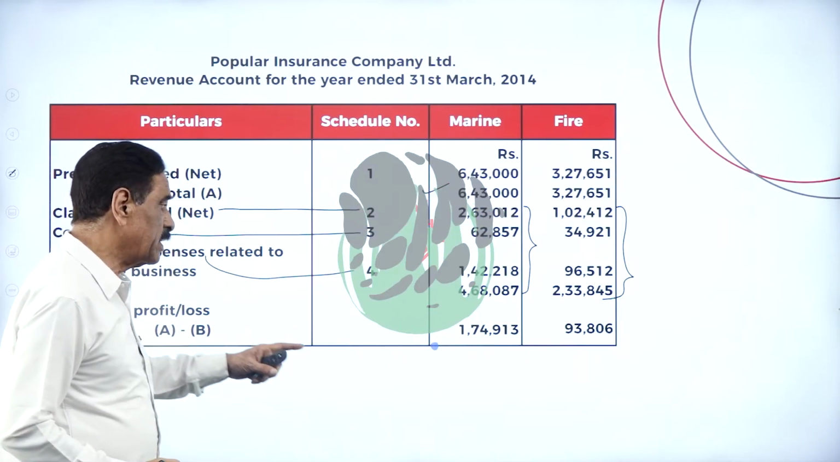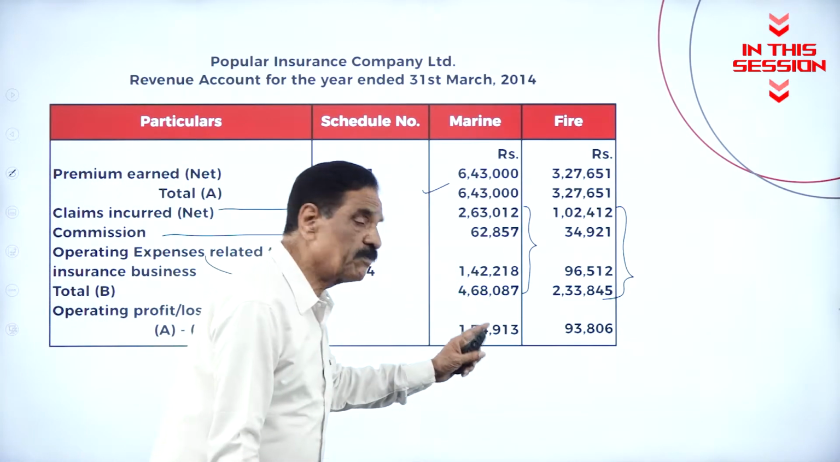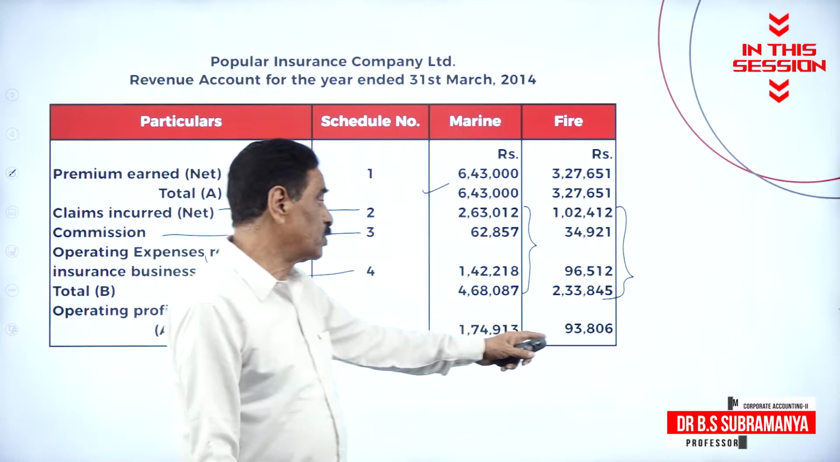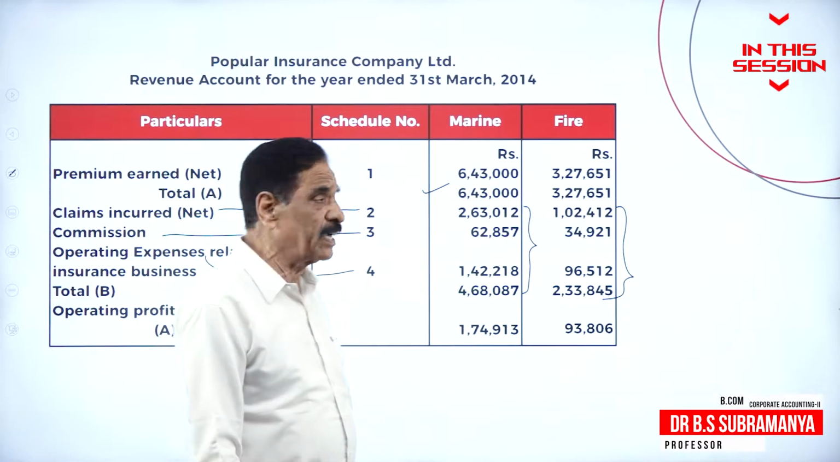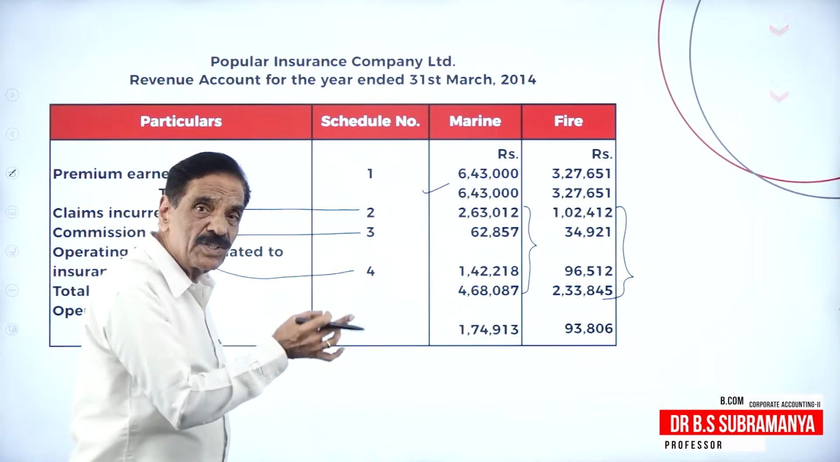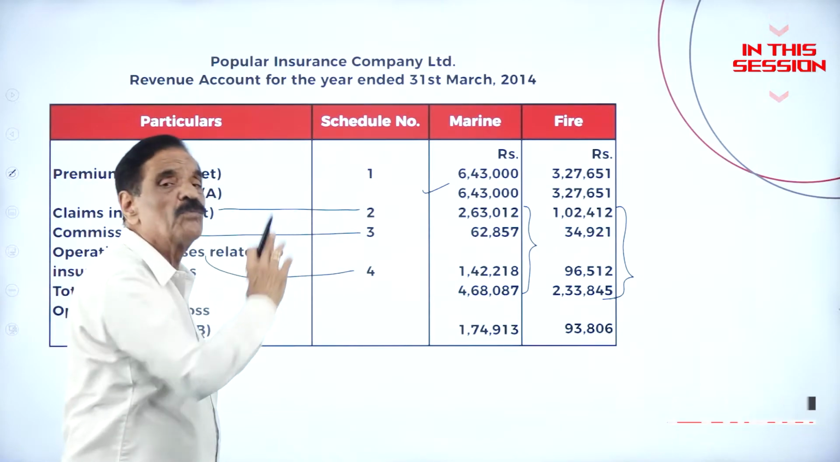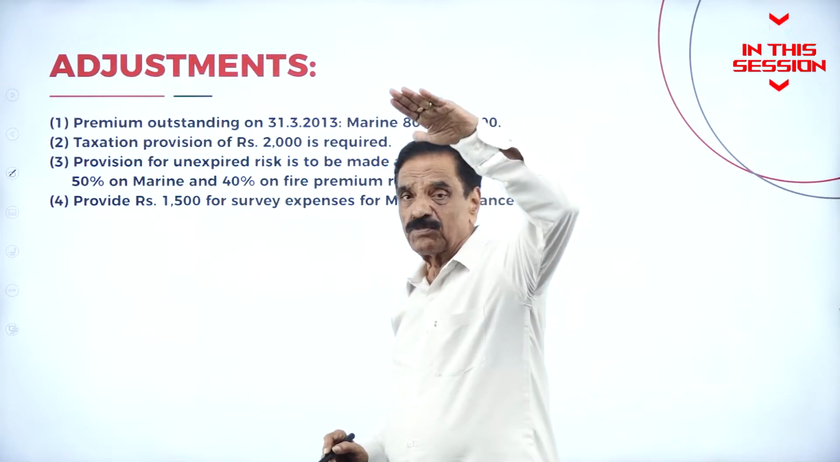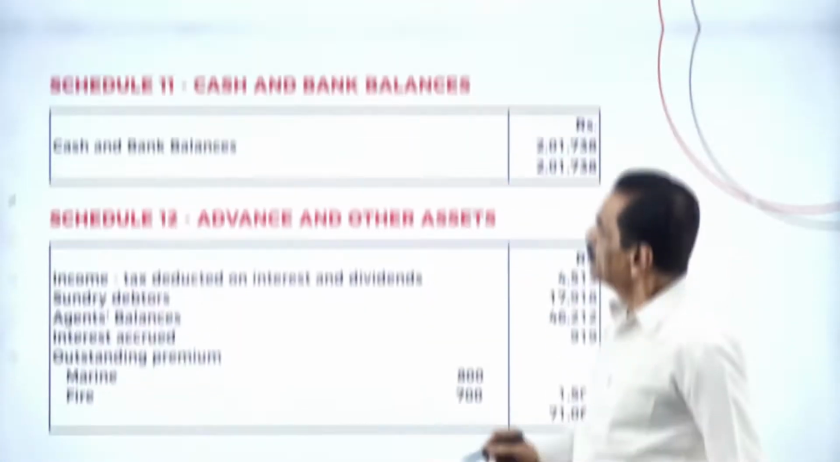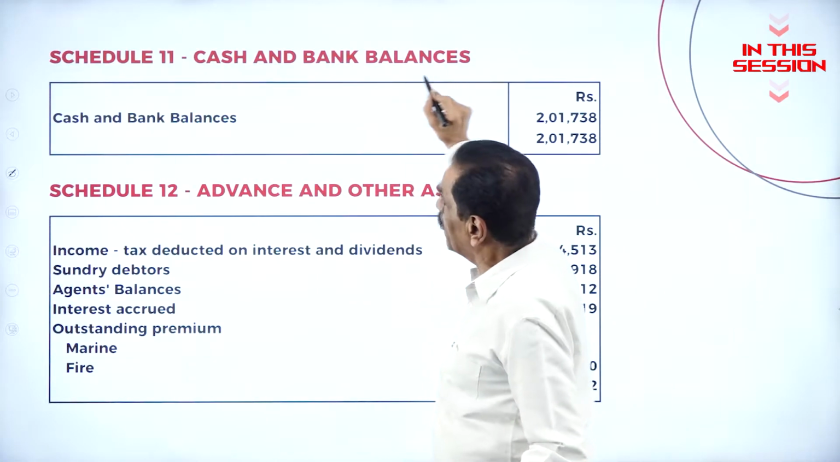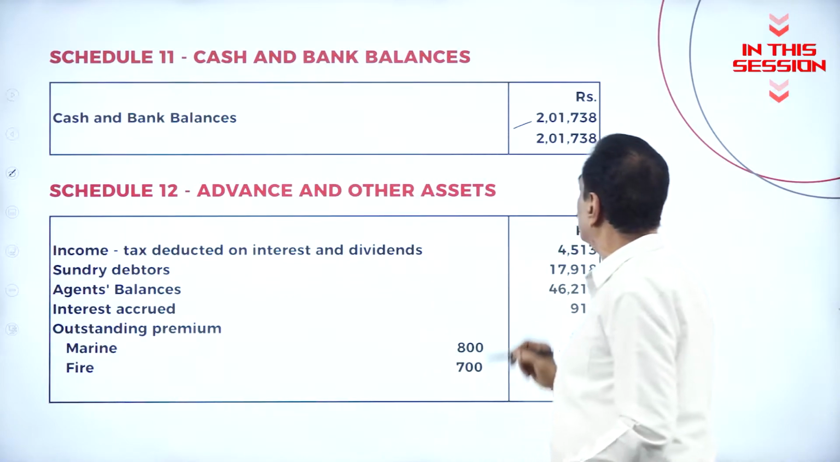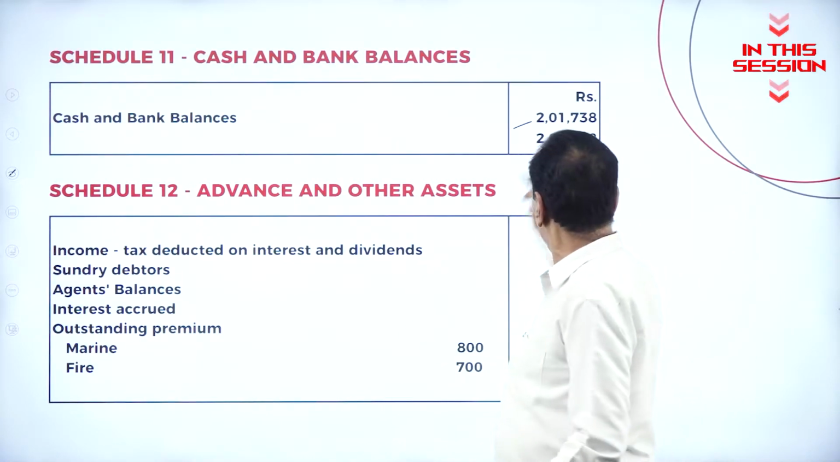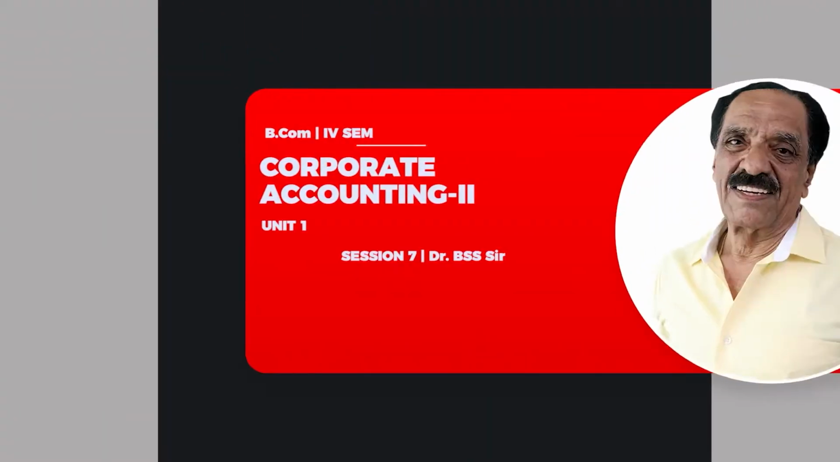A minus B, that is the surplus, 1,74,913. This goes 93,806. So first we have to prepare the schedule. According to the schedule, you have put the format. Once you make the provision for taxation, that should be deducted from the provision for schedule number 11, cash and bank balance. Cash and bank balance as per the trial balance is 2,01,738.